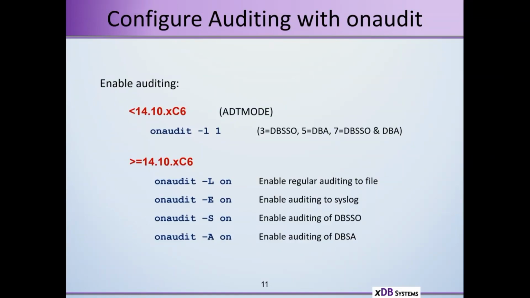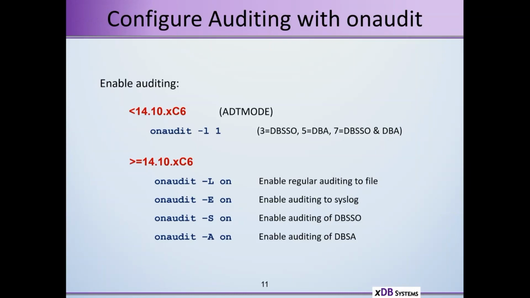Now, turning auditing on, if you're before 1410 XE6, you can just do onaudit -l 1. That will simply turn on auditing right there. Now, XE6 and after, we have these additional options where we can do onaudit -L on, and that will audit to a file, or the new option onaudit -E, and if we enable that, it will start auditing to syslog. Now, you can have both auditing to a file on and auditing to syslog.